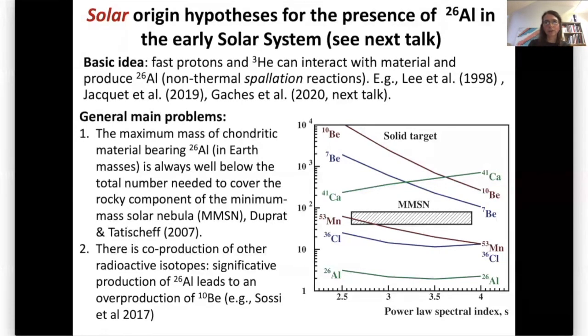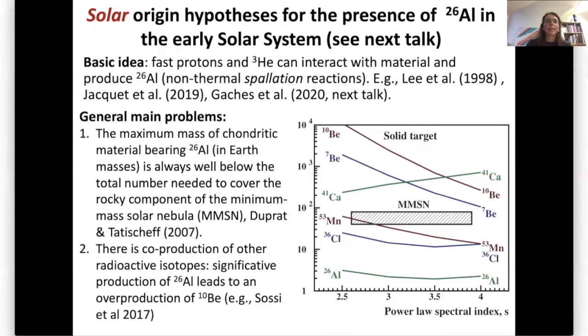And you can see in the plot, the y-axis shows the maximum mass that would bear aluminum-26, but what we need to match is the minimum mass solar nebula component, and you see there is a factor of 10 problem here. And the other problem is that you don't only produce aluminum-26, you also produce other nuclei. For example, beryllium-10 is very, very efficiently also made by this process. So typically, beryllium-10 is the top line here. And you can see that you produce too much beryllium-10 and too little aluminum-26.